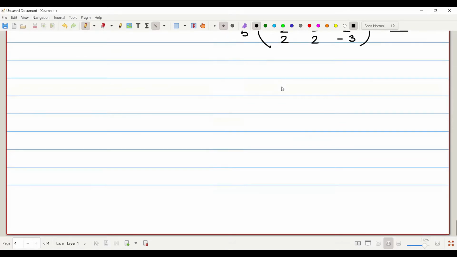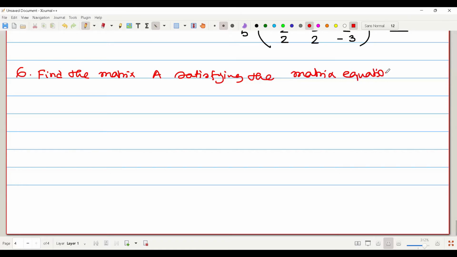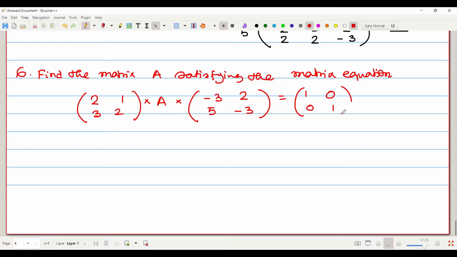Now proceeding to the next problem. Let's check what the next problem says. Question number 6. Find the matrix A satisfying the matrix equation. That means an equation has been given here, and that one is 2, 1, 3, 2 into A into minus 3, 2, 5, minus 3 is equal to an identity matrix 1, 0, 0, 1.